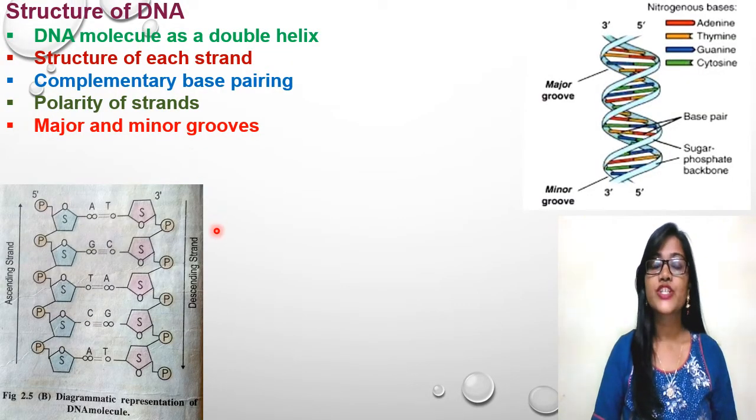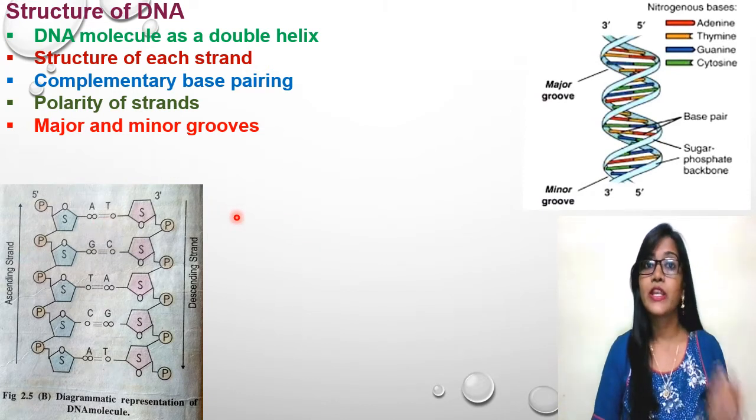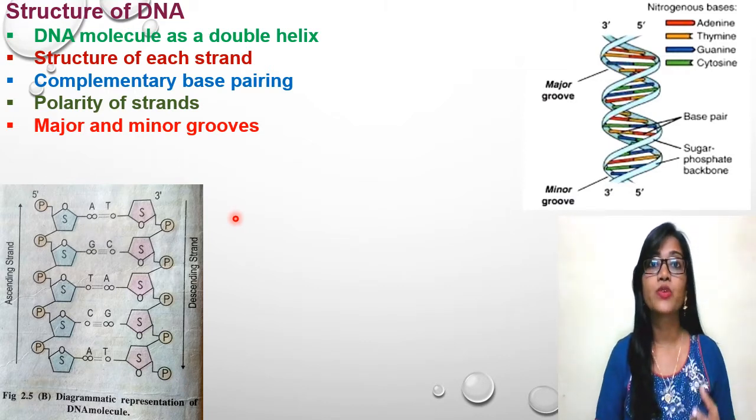So in the earlier session, we studied what purines and pyrimidines are, these bases, and the chemical components of a nucleotide. What is the difference between a nucleotide and a nucleoside? On that basis, we'll try to understand how the structure of DNA is formed by these kinds of bases that we are going to study in this part.